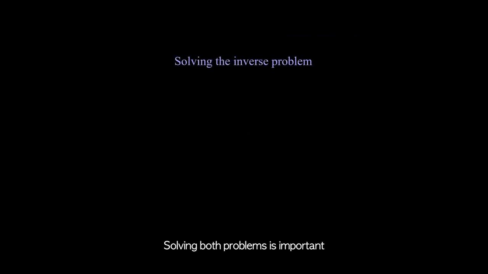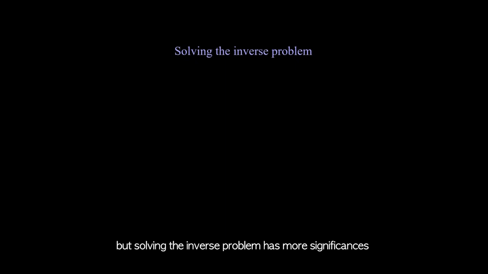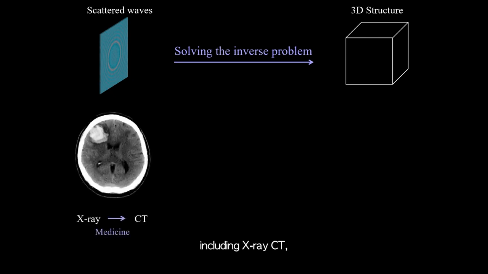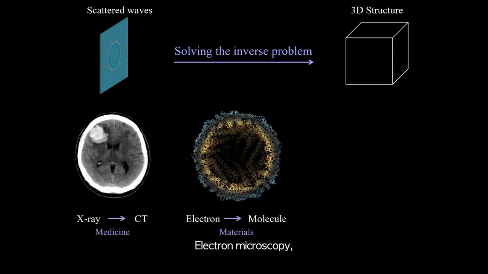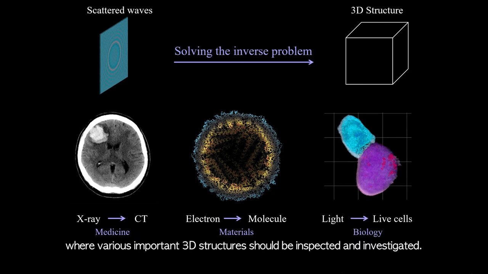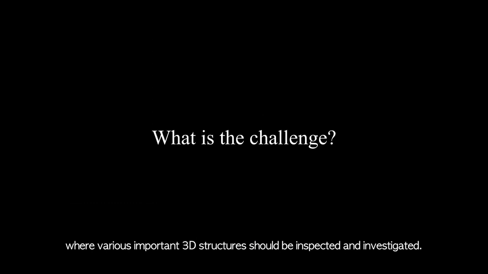Solving both problems is important, but solving the inverse problem has more significance in fundamental physics and practical applications. It means that you can determine unknown 3D structures just by measuring the scattered waves or particles. This will surely remind you of many practical examples, including X-ray CT, electron microscopy, and 3D optical microscopy, where various important 3D structures should be inspected and investigated. If solving the inverse problem is so important, what is the challenge to do so?